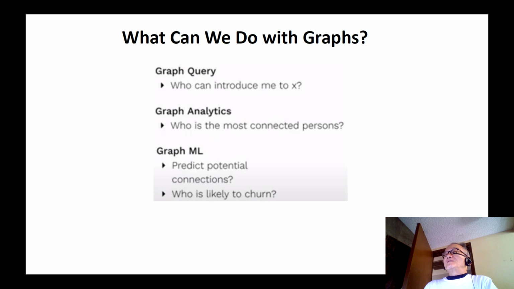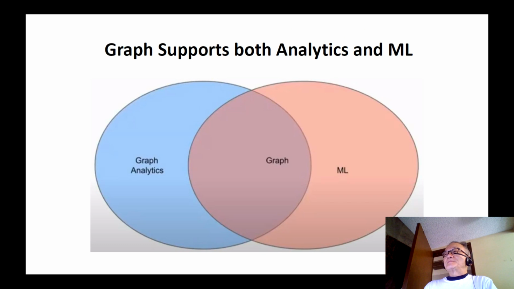There are three typical use cases for graph data. We can query a graph. We can also use a graph for analytics or machine learning. In this diagram, we can see there is some overlapping between analytics and machine learning. Also, graphs can power both analytics and machine learning.